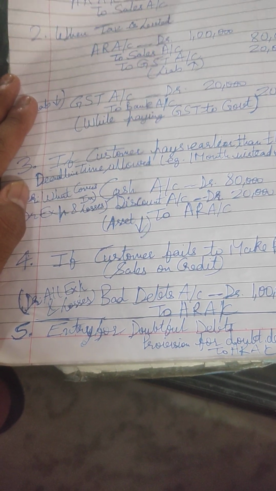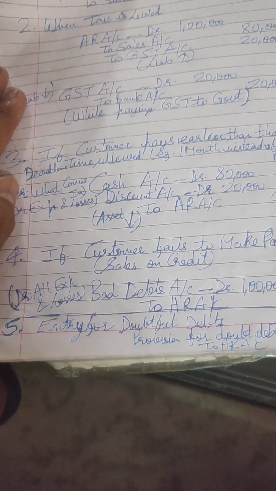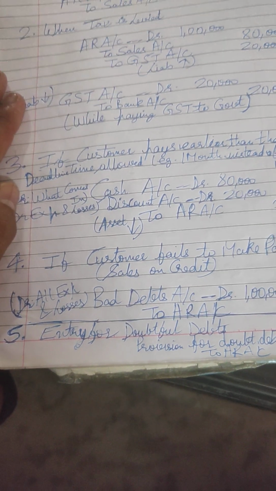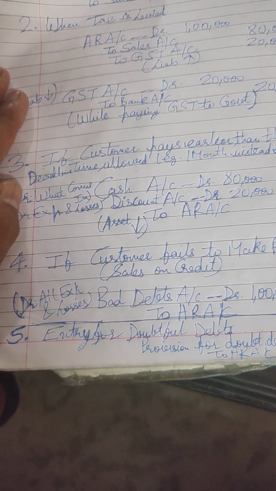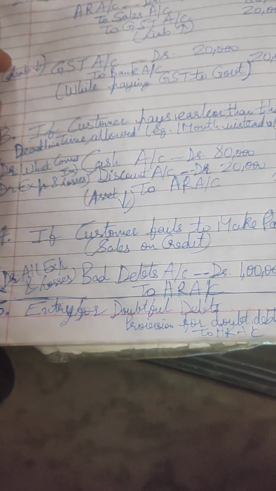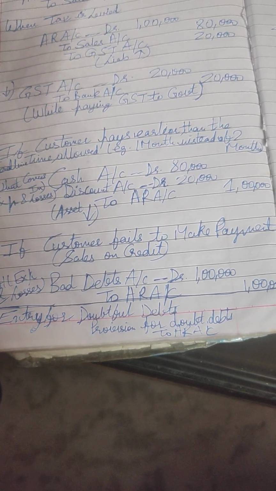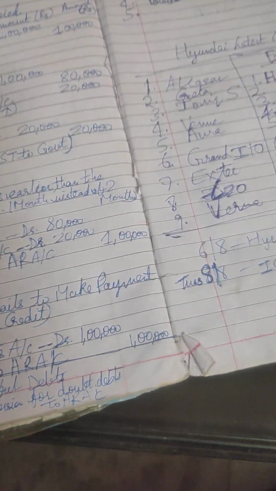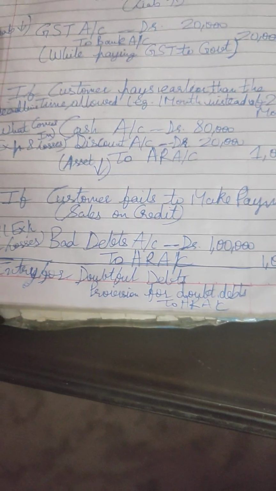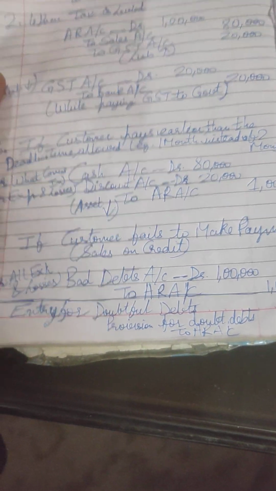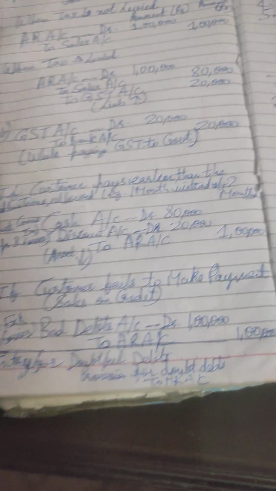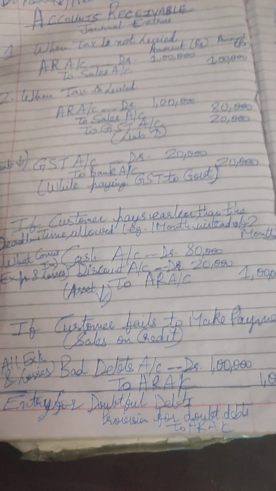And now the entry for doubtful debts. Suppose he has not refused, but we are doubtful that the customer will not make the payment. So in this case, what will be the entry? Provision for doubtful accounts debit to AR account, because here our loss, we will treat the provision as a loss, and debit all losses and expenses as per the nominal account rule. So the entry will be provision for doubtful accounts debit to AR account.